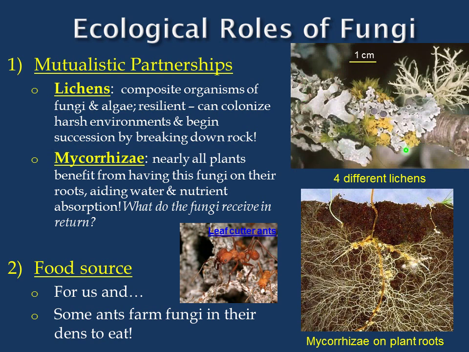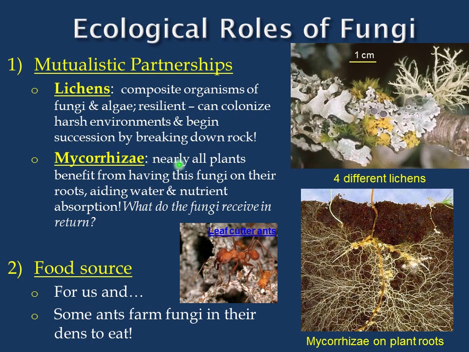I liken you. Lichens are composite organisms of fungus and algae, resilient, that can colonize harsh environments and begin succession by breaking down rock. We can see a picture of those off to the right. There's four different lichen species.